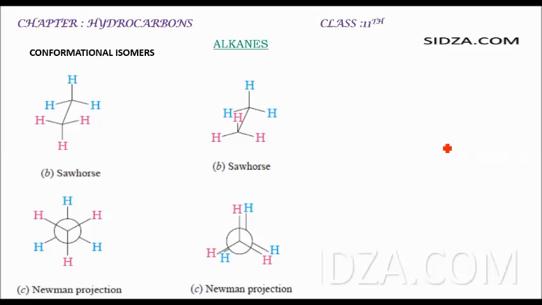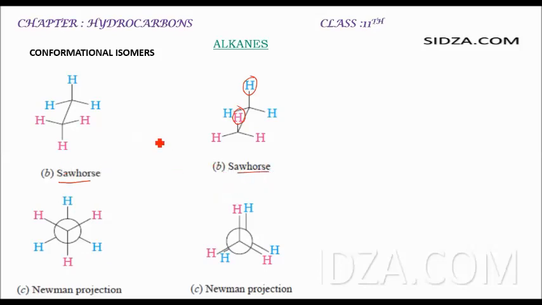Again, the same thing here. This is the Sawhorse projection. How do we represent the Sawhorse projection? What is this one? This is actually an eclipsed state. Sorry, this is the staggered one, right? This is called the staggered one. And here this is an eclipsed one. And this is how we represent the Newman projection, and this is the Sawhorse projection.